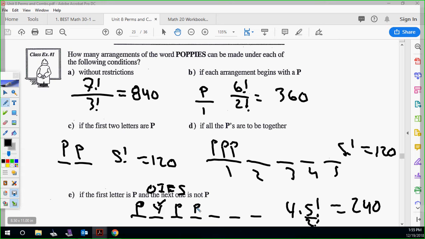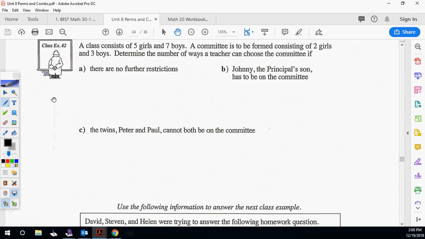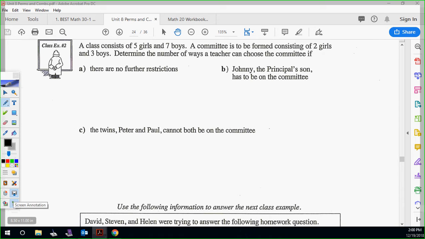Anything else? All right, so let's get to this one. Okay, this is another one we've done, it's pretty good. Class consists of 5 girls and 7 boys. A committee is to be formed consisting of 2 girls and 3 boys. Determine the number of ways a teacher can choose the committee. So again, this is a combination question, right? Because we're choosing people. Their order is not important. Okay? So how do we choose the girls?